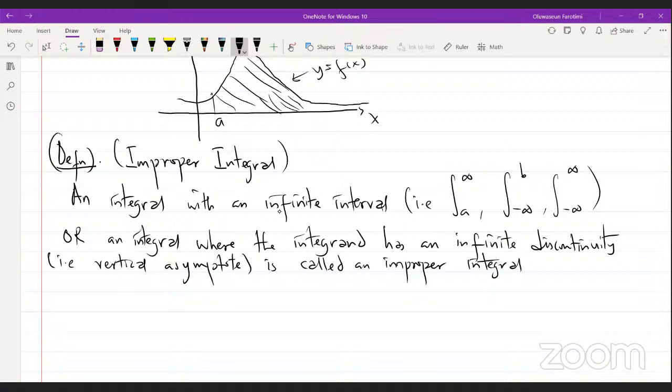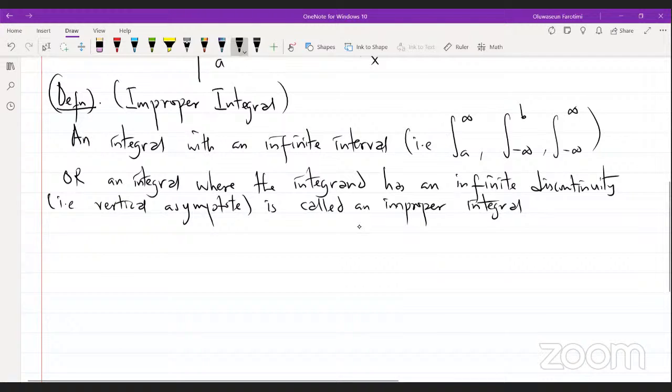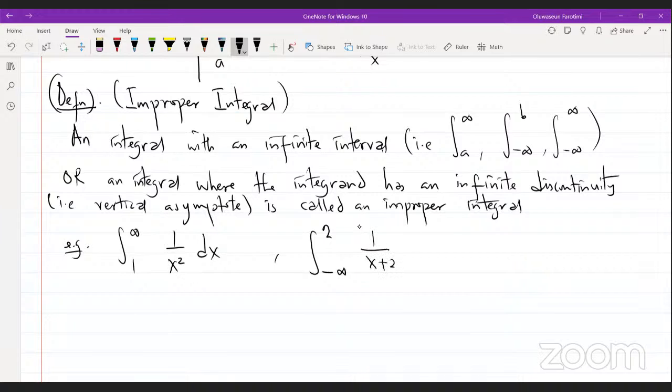Okay, I'm going to give you an example. An example is just something like this. You have an integral from 1 to infinity of 1 over x squared dx. This is an improper integral. Okay, so you could have negative infinity to say 2, and then suppose I do have a function such as, let's say, 1 over x plus 2 dx. So this is also an improper integral.